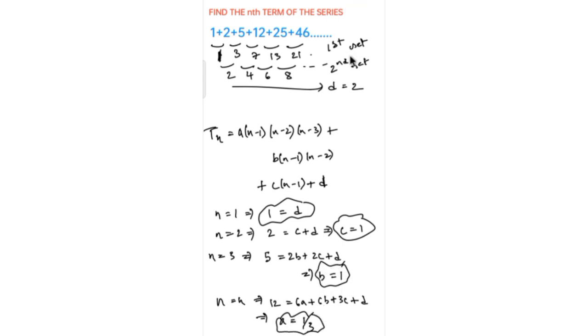So you can just put them in the equation, that is Tn is equal to 1 by 3 of, I'm expanding (n minus 1)(n minus 2)(n minus 3). I get n cube minus 6n square plus 11n minus 6, plus n square minus 3n plus 2. In the same way I expanded (n minus 1)(n minus 2) plus (n minus 1) plus 1. So the D value is this.